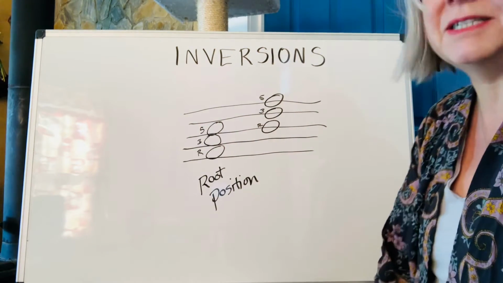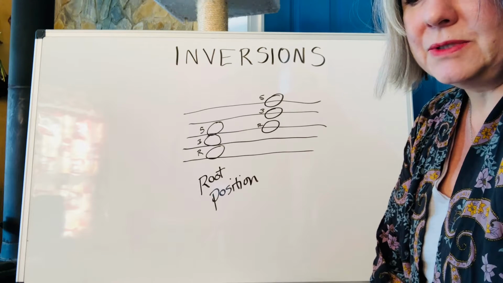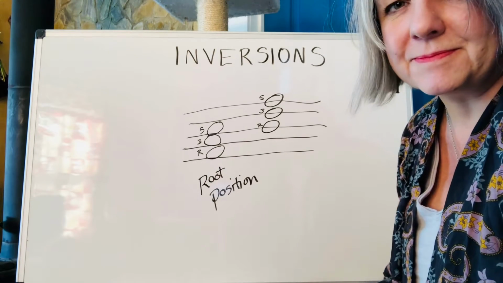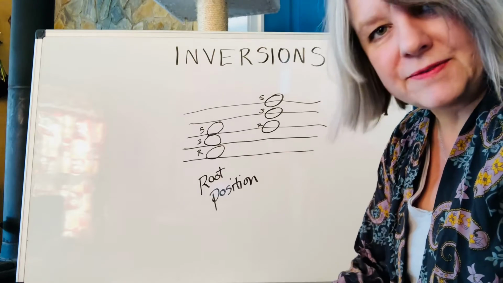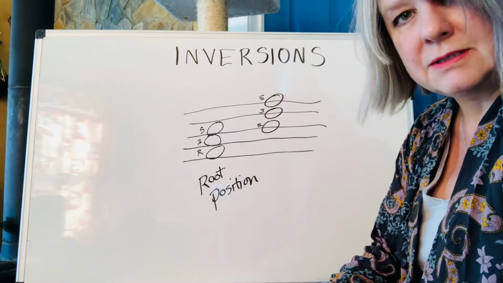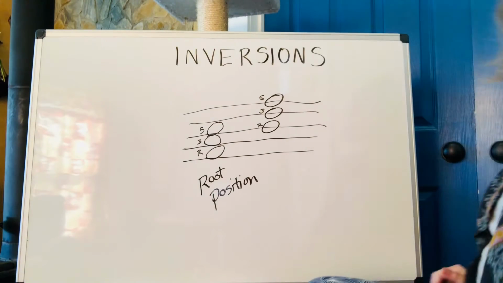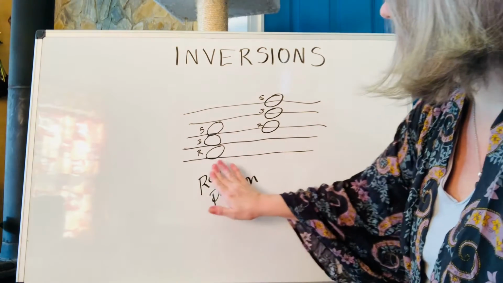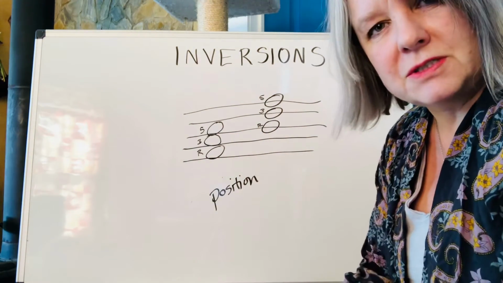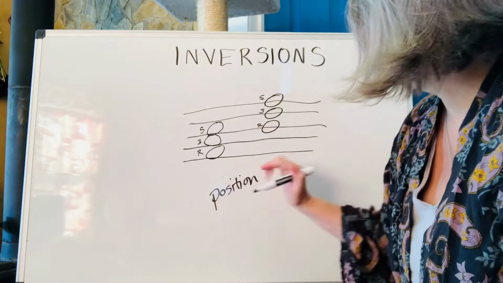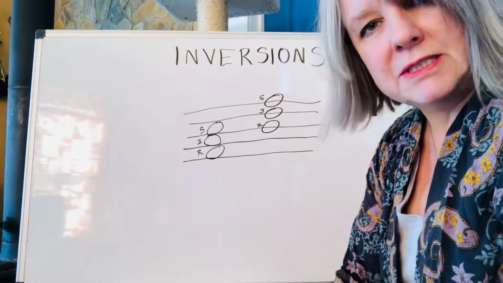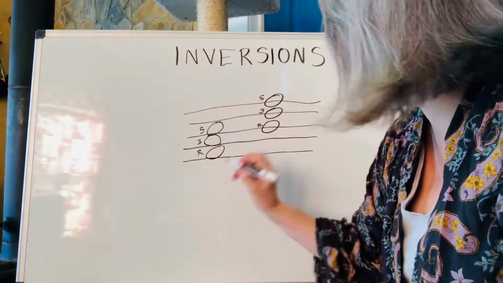So an inversion is when you take a different note than the root and put it on the bottom. All three notes have to sound, so you'll have to put the root somewhere else. When you put the third on the bottom, that means first inversion. That's your first option. Root position is not an inversion. It's a position, root position. But when you put a different note on the bottom, it becomes an inversion.